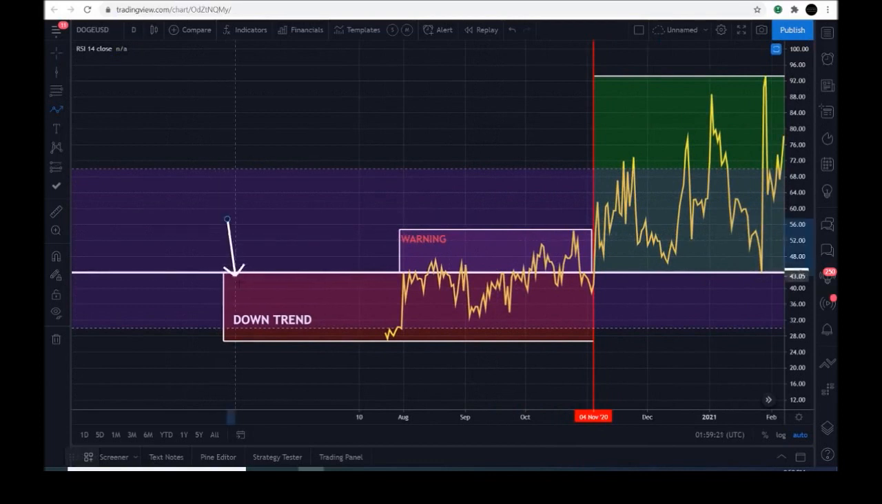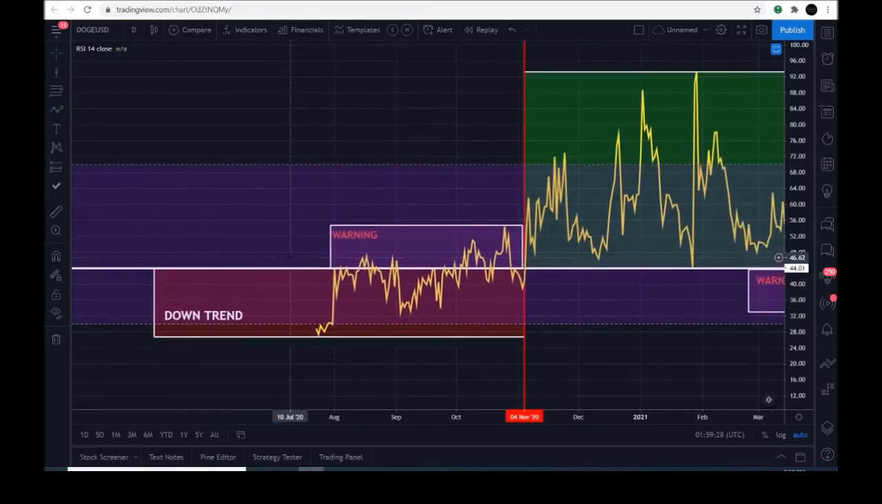This area right here, when the RSI kind of starts out back in, what do we say, like July 2020, it's in a downtrend. When the RSI starts to get up in the warning area, that means the downtrend is probably going to take a shift within a reasonable amount of time. Okay, but that's just a warning.